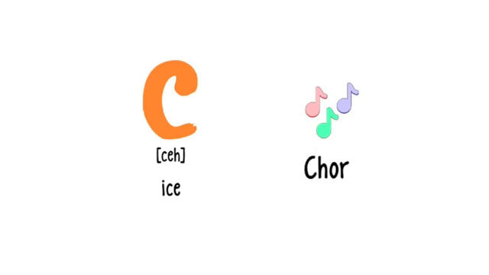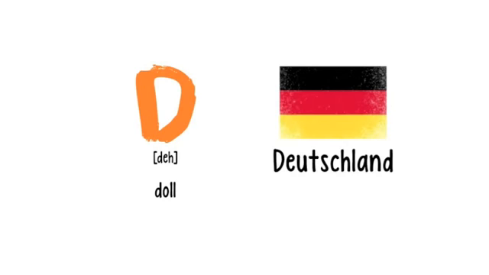Let's have a look at the letter C. C, which is pronounced like the C in the word ice. In the German language, the words which normally start with the letter C are pronounced like the letter K. Here we have the word Chor, which means choir. D sounds like the D in the word doll. Here we have the example of the word Deutschland, which means Germany.